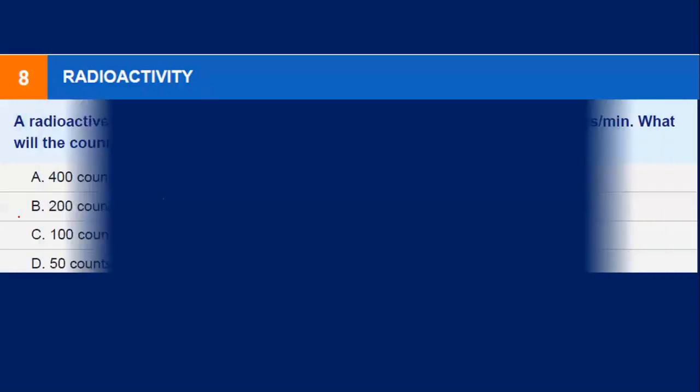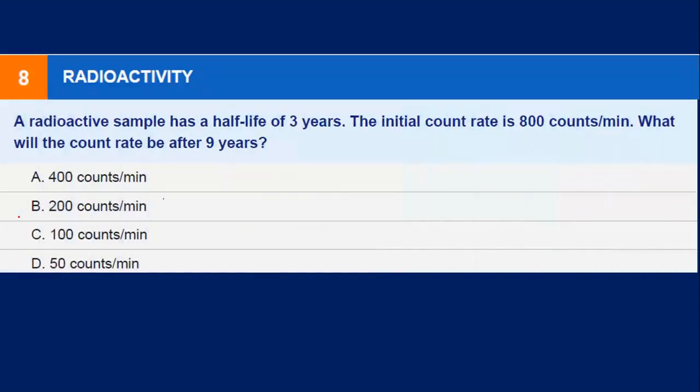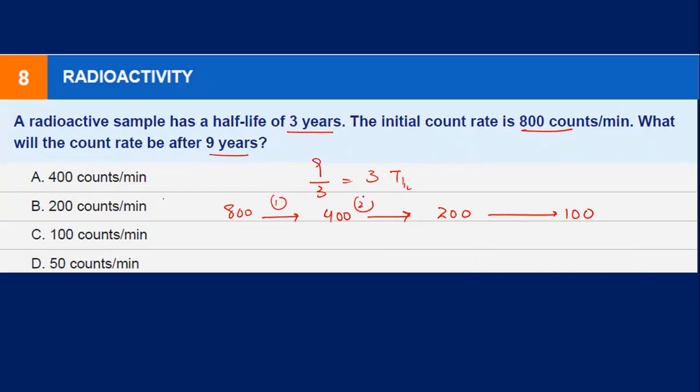Now moving toward question number 8, that's from radioactivity. A radioactive sample has a half-life of 3 years. The initial count rate is 800 counts per minute. What will be the count rate after 9 years? First of all, work out how many half-lives have passed. So 9 divided by 3 gives you 3 half-lives, okay? So if initially it was 800, after the first half-life it will be halved, after the second half-life halved again, and after the third half-life, the number of remaining nuclei is 100, and this is 100 counts per minute, option C.